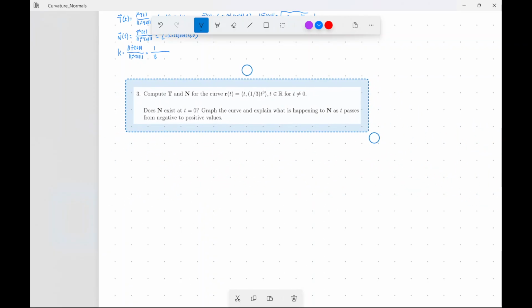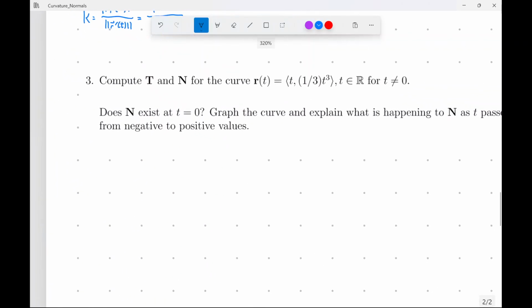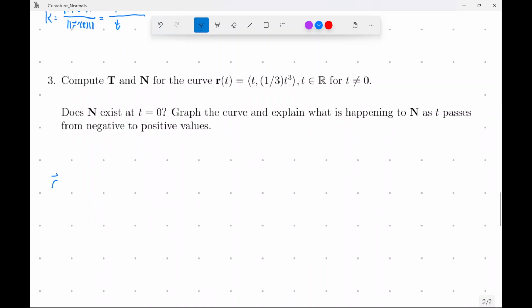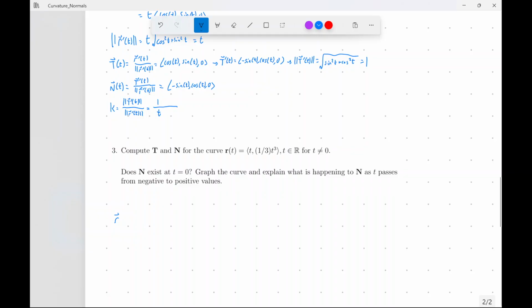Ooh, okay, actually there is an easy way to do this. So, okay. Let's start by finding the tangent vector. So to do that, do we need the curvature? We don't need the curvature for this one. Did we need the curvature for the last one? Yes, we did. Okay, but not for this one.